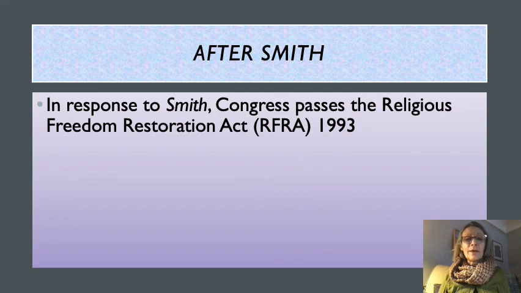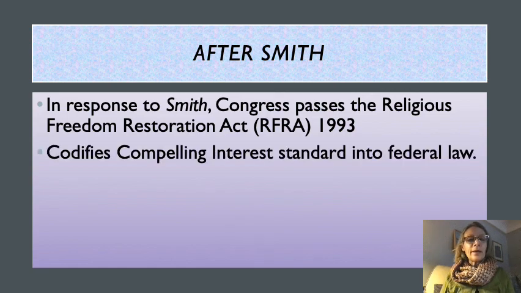In response to Smith, Congress passes the Religious Freedom Restoration Act in 1993. When the court makes its decision in Smith getting rid of the compelling interest test, there's a huge backlash. Both liberals and conservatives are angry that the court is now going to use this lower standard because they feel that people's religious practice will not get as much protection. And so the RFRA codifies the compelling interest standard into federal law.